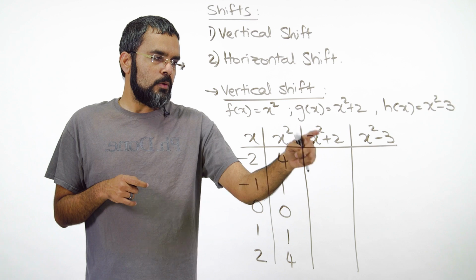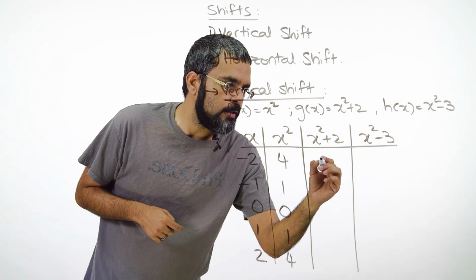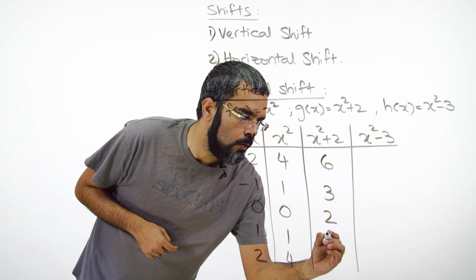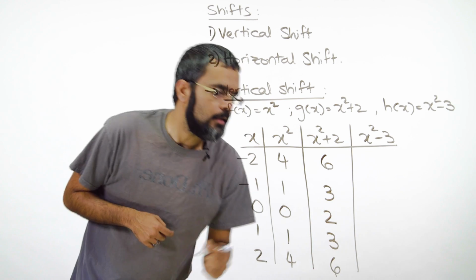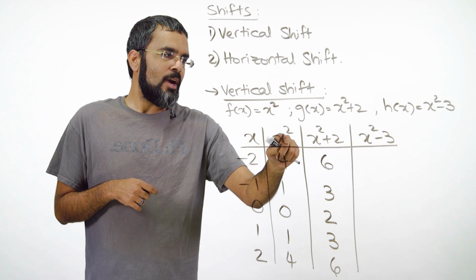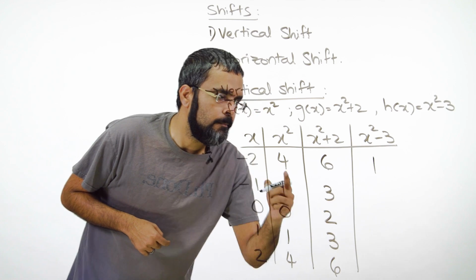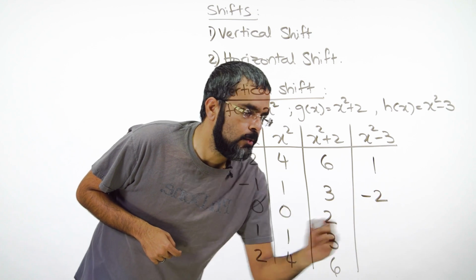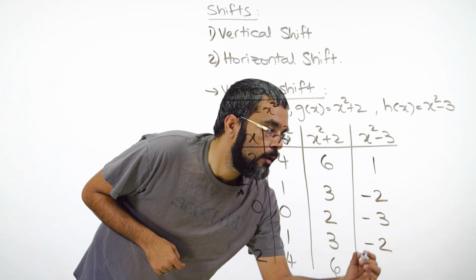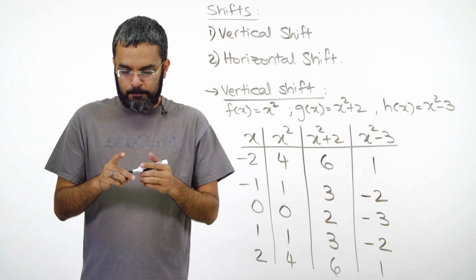Now x squared plus 2 is basically just adding 2 to x squared. So I'm just going to add 2. 4 plus 2 gives me 6. This gives me 3, 2, 3, and this gives me 6. Similarly, for x squared minus 3, I'm subtracting 3 from x squared. So I subtract 3 from 4, I get 1. This gives me -2, -3, -2, and 1. Okay, so what do you notice about the table?